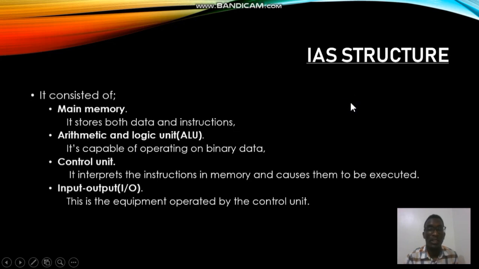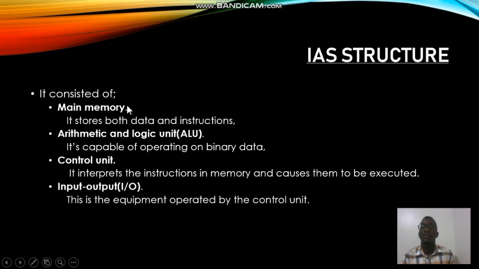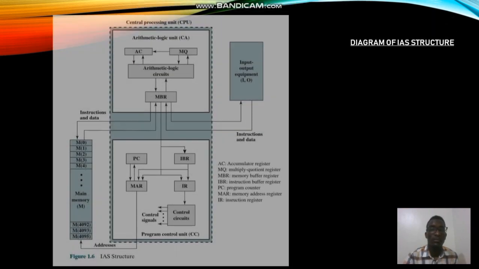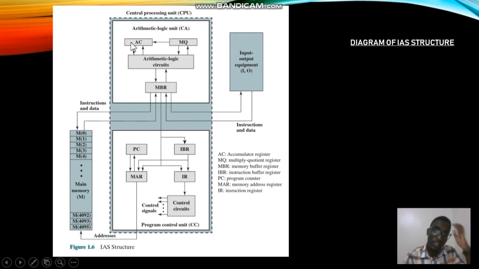Now in these IAS computers, they had a structure which consisted of the main memory, which stored both the data and the instructions; the arithmetic and logic unit, which was capable of operating on binary data; and the control unit, which interpreted the instructions in the memory and also executed them. Then there was the input-output equipment, which was operated by the control unit. So as we shall see, the structure was here, where we had the central processing unit as a whole, together with the memory addresses and the input-output equipment.